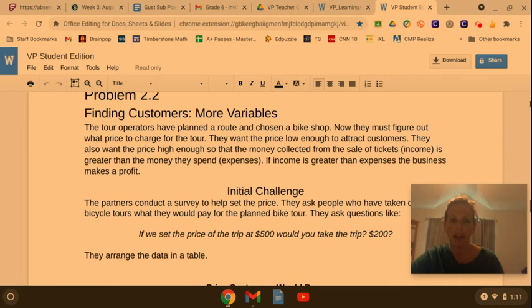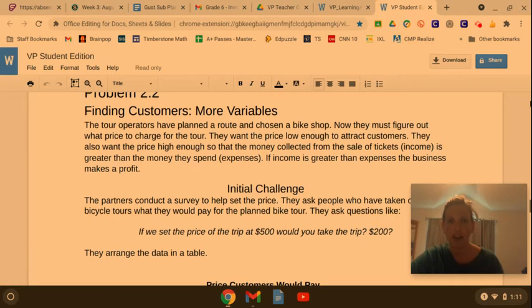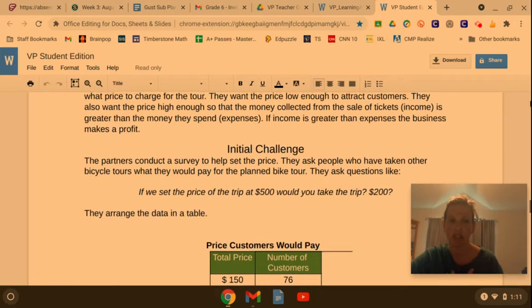So this is the book page, and it says they want a price high enough so that the money collected from the sales of the ticket income is greater than the money that they spend, the expenses. If the income is greater than the expenses, the business makes a profit. So here's the initial challenge.